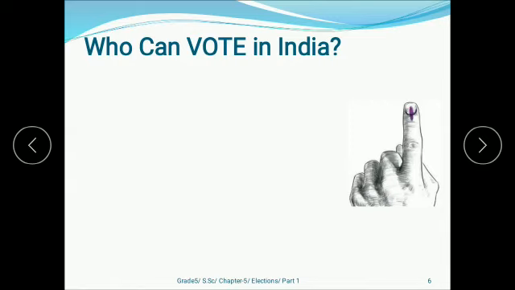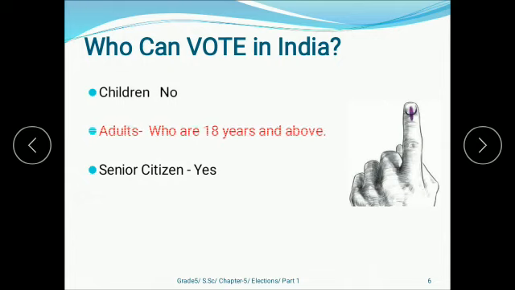This is very important, that you must know who all have the right to vote in our country. Can children vote in our country? Yes or no? No, children cannot vote. Can senior citizens vote? Yes, senior citizens can vote. Who else can vote? Apart from this, adults who are 18 years and above can also vote.